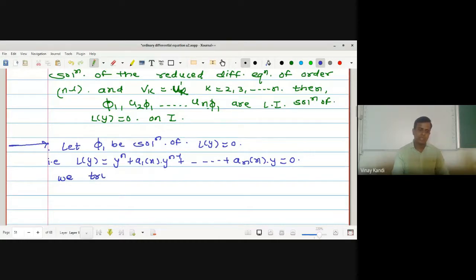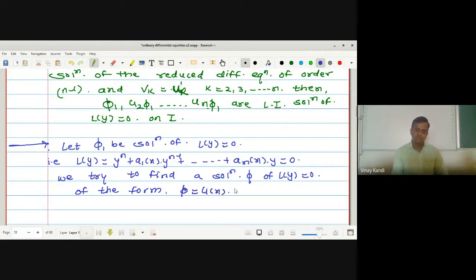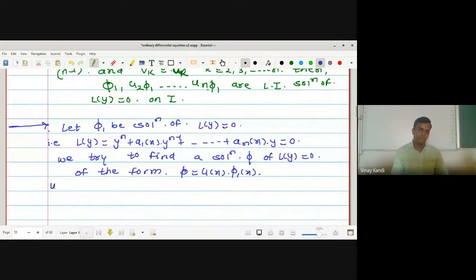We try to find a solution phi of L of y is equal to 0 of the form phi is equal to u of x into phi 1 of x, where u of x is an n times differentiable function defined on interval I. Okay, any doubt up to here?